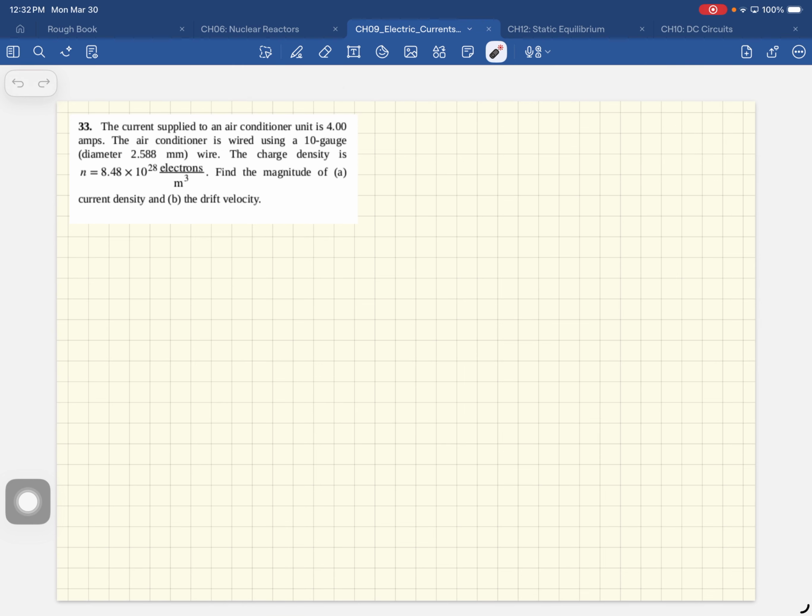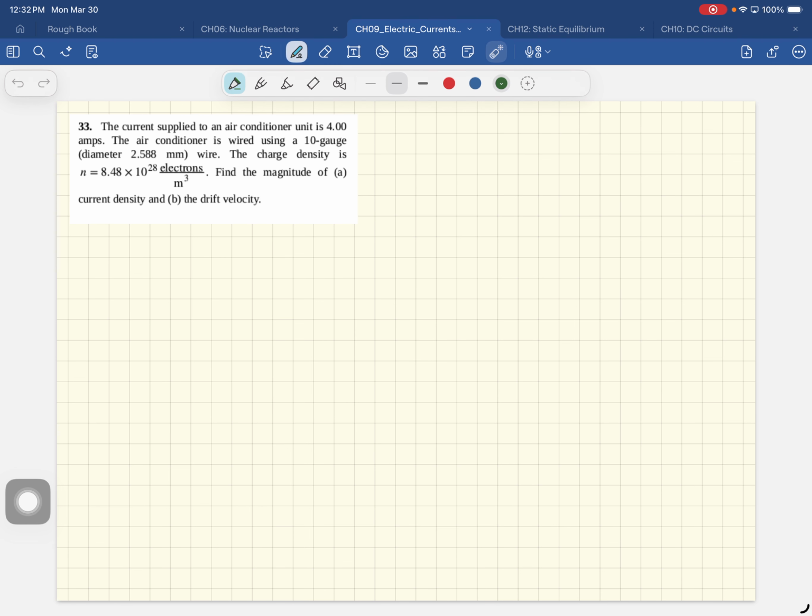All right, so this problem says the current supplied to an air conditioner unit is 4 amps. The air conditioner is wired using a 10 gauge diameter. So the gauge refers to the diameter of the wire. And you guys remember, the greater the diameter, the greater the area of cross section, the less the resistance of the wire.